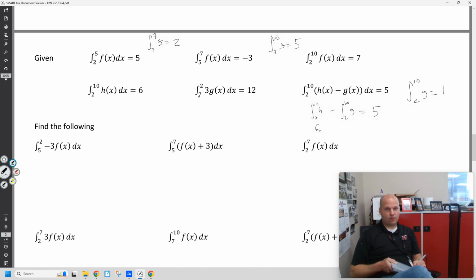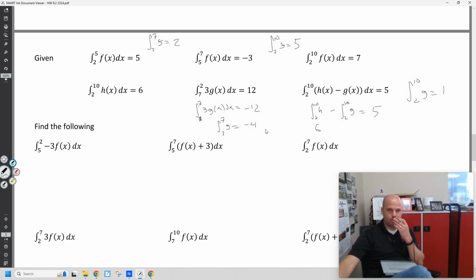Okay, if the integral from 7 to 2 of 3g is 12, that means the integral from 2 to 7 of 3g is going to be negative 12. Divide both sides by 3. The integral from 2 to 7 of g is going to be negative 4. Let's just make sure that makes sense. I got negative 4. Opposite would be 4 times 3 would be 12. So that's good.